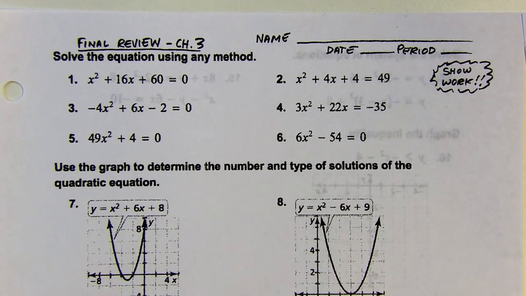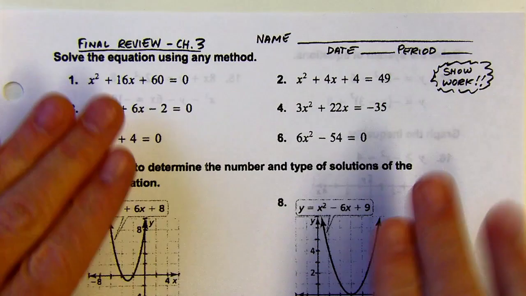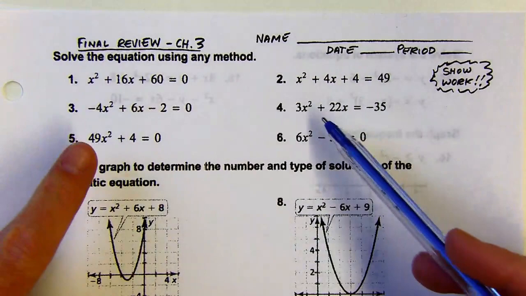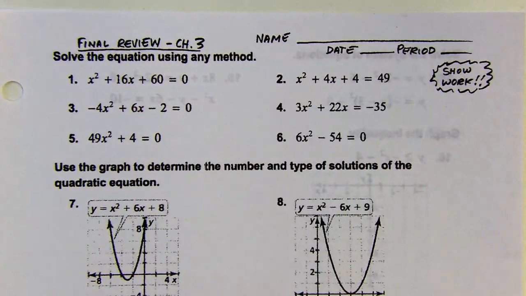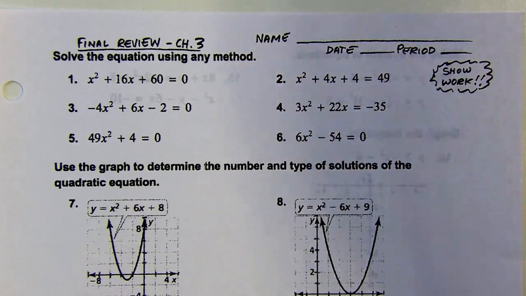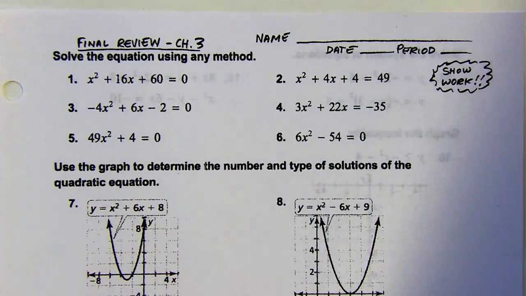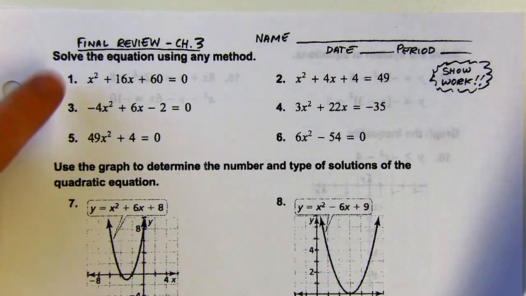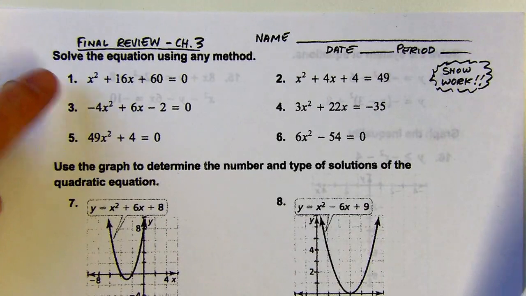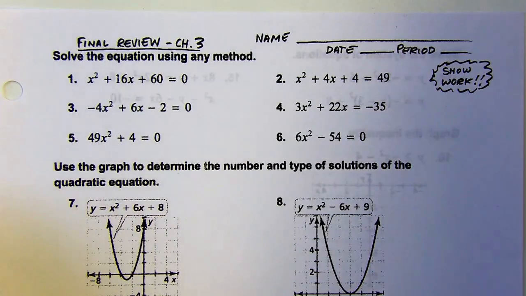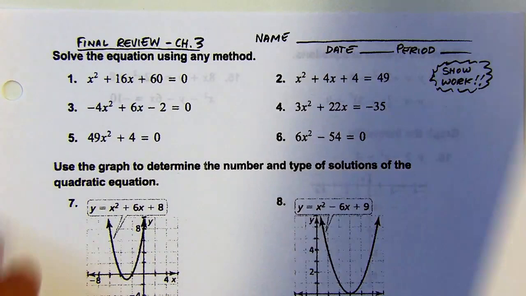All right, I'm going to work through the final exam review for Chapter 3 in Algebra 2. These are all quadratic equations, so they would be parabolas if we graph them. It says solve using any method. I'm usually going to go for factoring if it's possible. If we can't factor, then we might have to use a different technique.